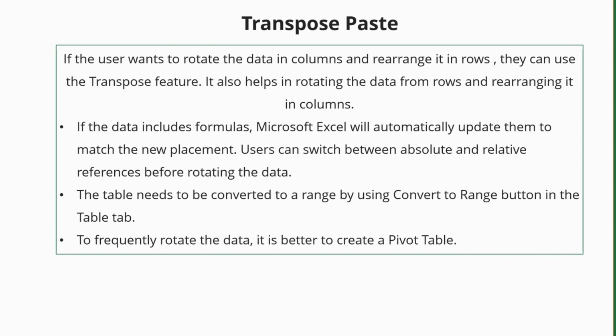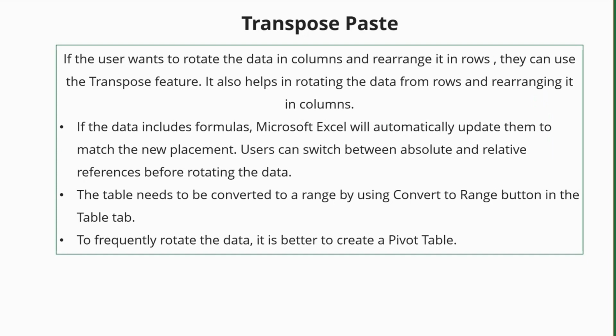So let's understand what transpose paste means. If the user wants to rotate the data in columns and rearrange it in rows, they can use the transpose feature. It also helps in rotating the data from rows and rearranging it in columns. So this works vice versa. Let's say you want to shift the rows data to columns, you have to use transpose paste. If you want to shift the column data into rows, you have to use transpose paste, right? So you can do it depending on what your requirement is.